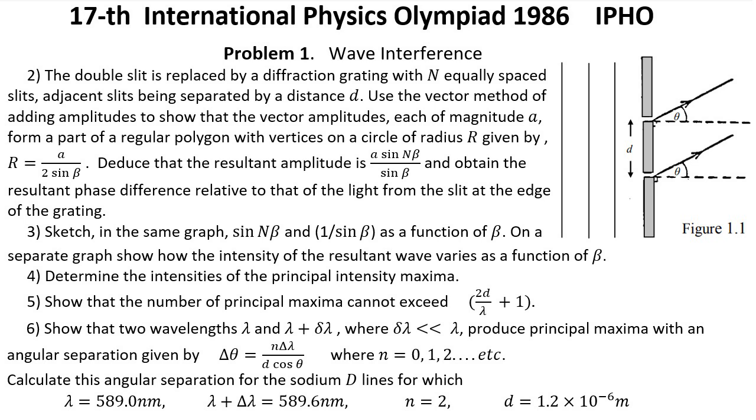Question 6. Show that two wavelengths lambda and lambda plus delta lambda, where delta lambda is much less than lambda, produce principal maxima with an angular separation given by delta theta equals n delta lambda over d cosine theta, where n equals 0, 1, 2, etc. Calculate this angular separation for the sodium D lines for which lambda equals 589.0 nanometers, lambda plus delta lambda equals 589.6 nanometers, n equals 2, d equals 1.2 times 10 to the power negative 6 m.